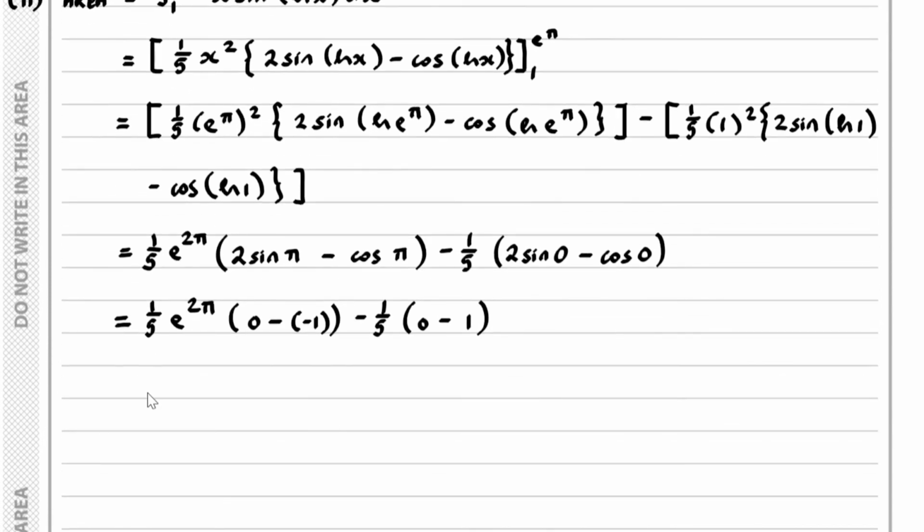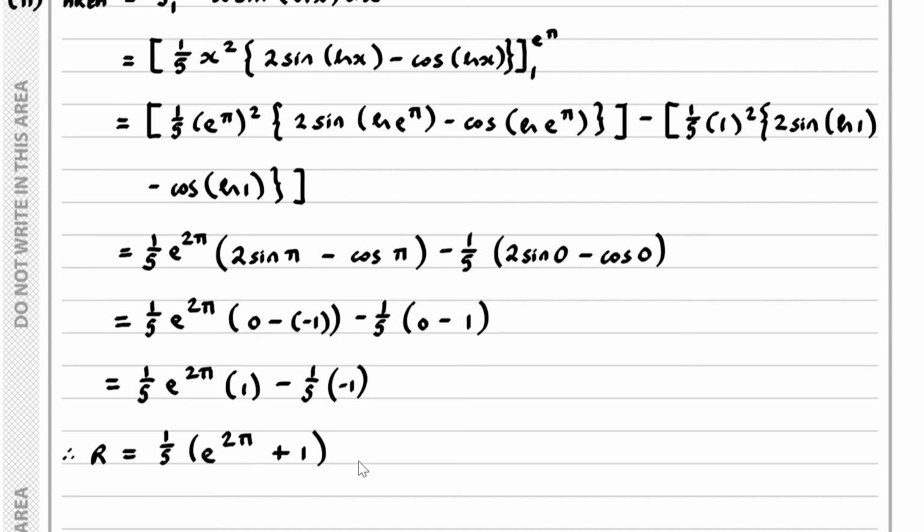And so therefore, what we end up with is 1 in this bracket. So I've got 1/5 e to the 2 pi times by 1 minus 1/5 of minus 1. And therefore, factorizing out a 1/5, we can therefore conclude that R has an area of 1/5 e to the 2 pi plus 1 unit squared.